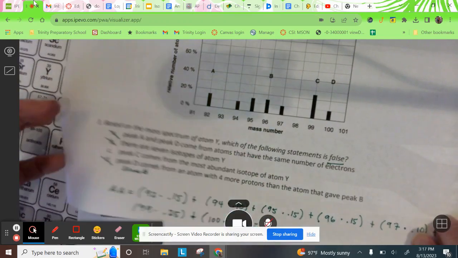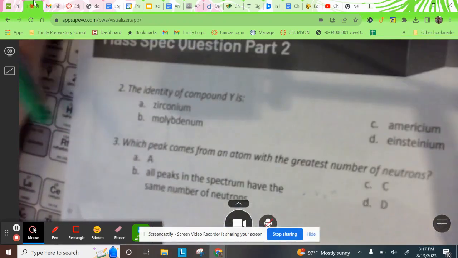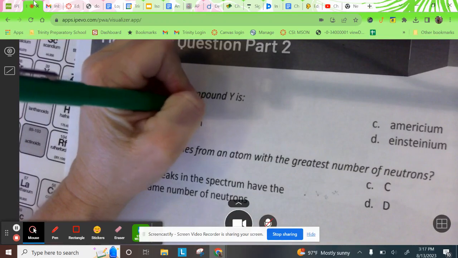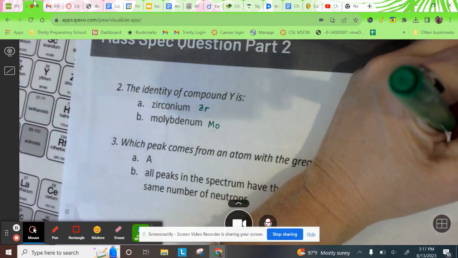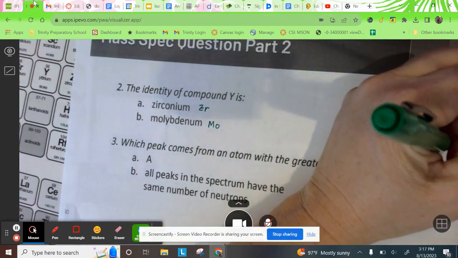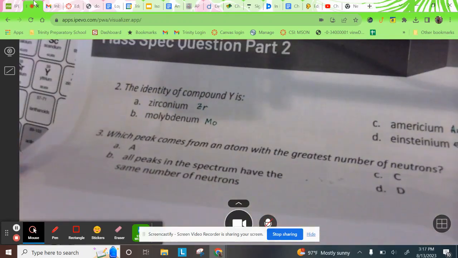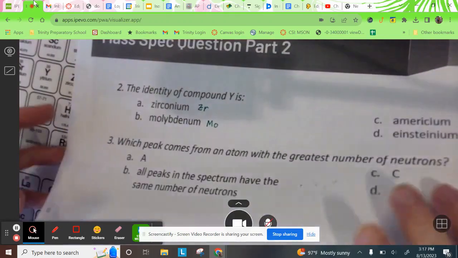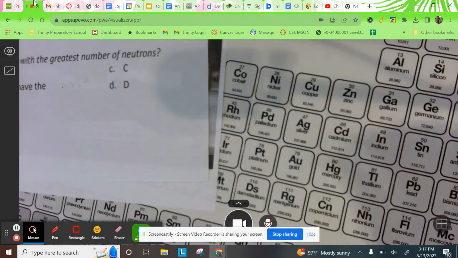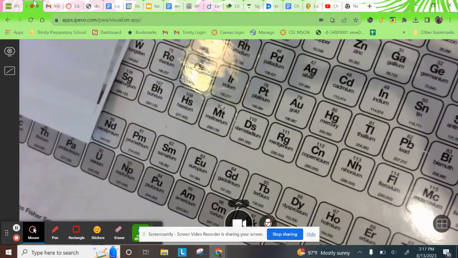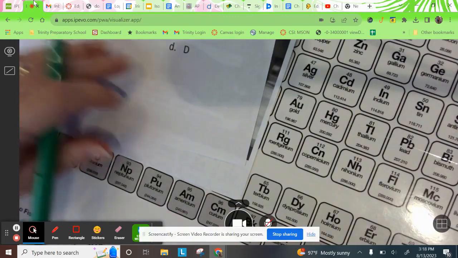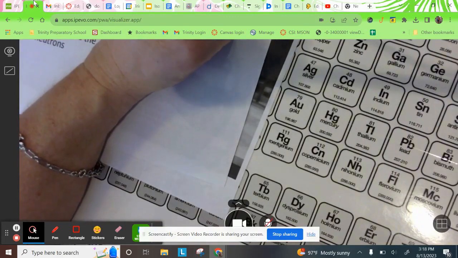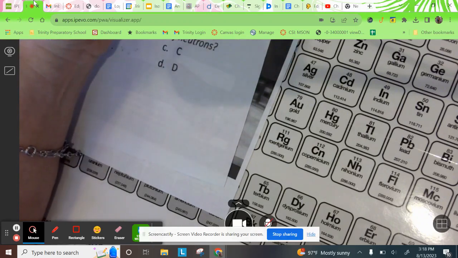So then when I look at my choices, 96.3, I have to look at zirconium, which by the way is ZR, molybdenum is MO, americium is AM, and einsteinium is ES. That's one that I do not use very much. So let's see on the periodic table here if we can find him. Oh yeah, Einsteinium's ES, sorry. Okay, so Einsteinium's mass is 252. So that's not it.